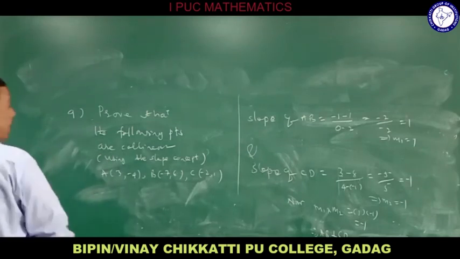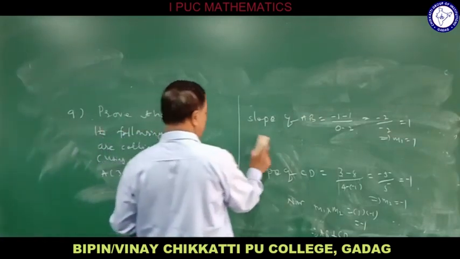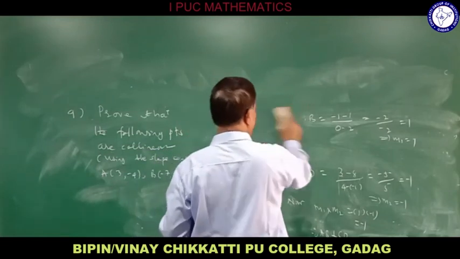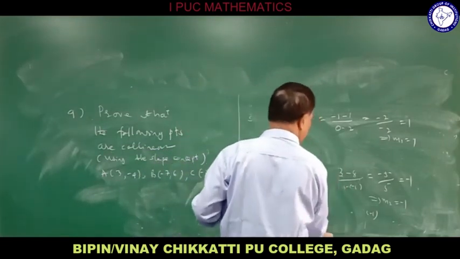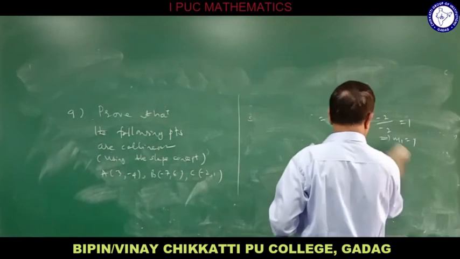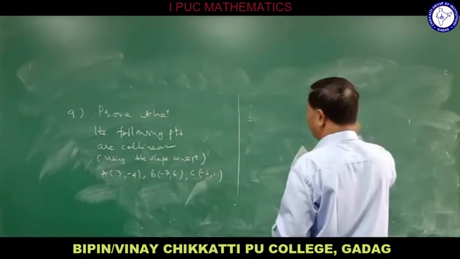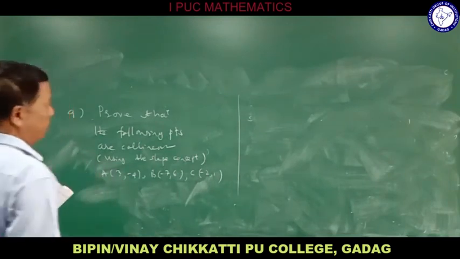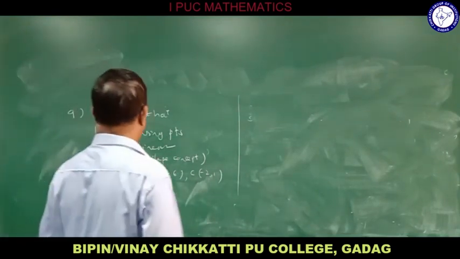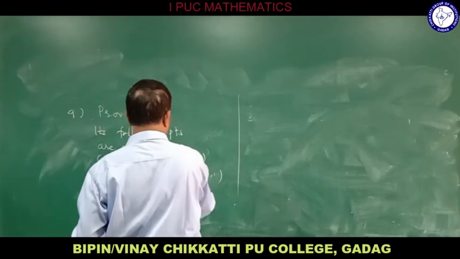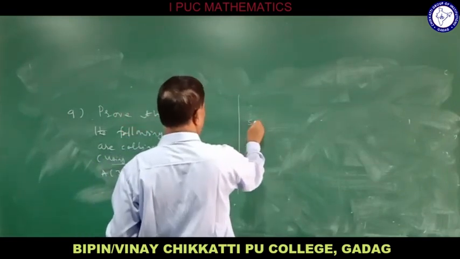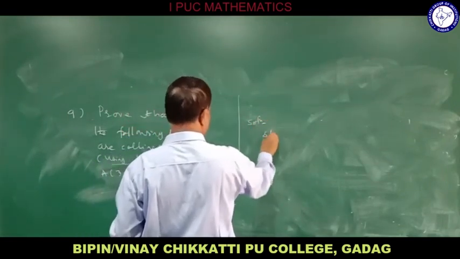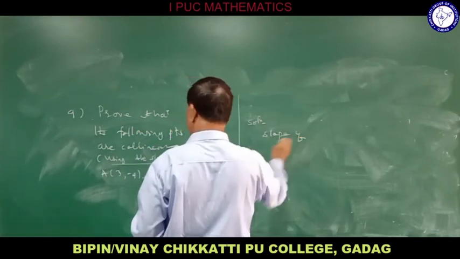There are many methods to show that points are collinear, but here the condition is given that we must use the slope and not any other way. Another method is that the area of the triangle formed by these points is 0, which also shows collinearity, but the condition is to use the slope concept. So now I have to find the slope of AB.